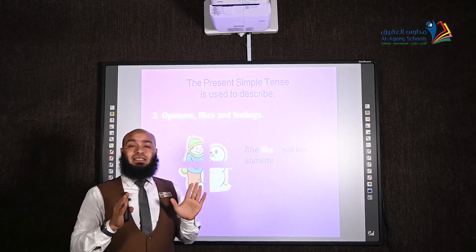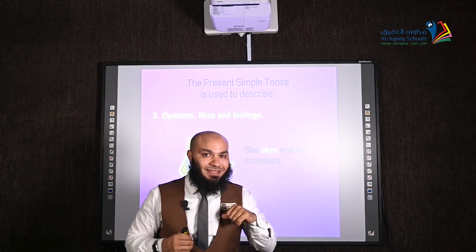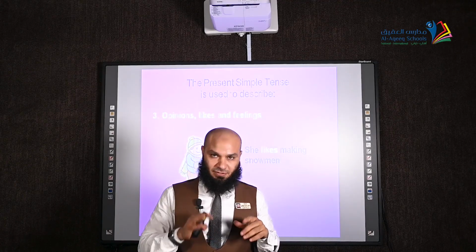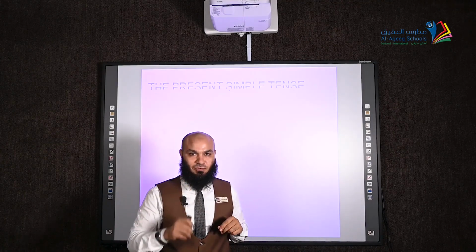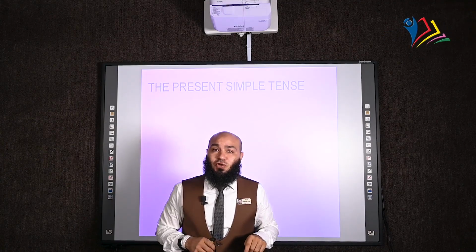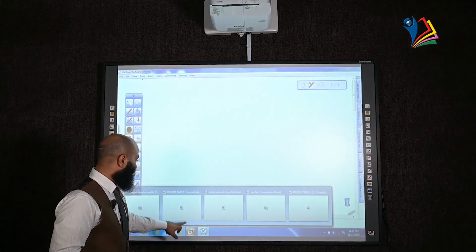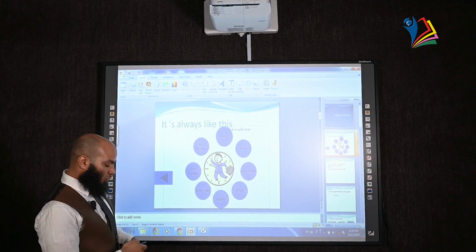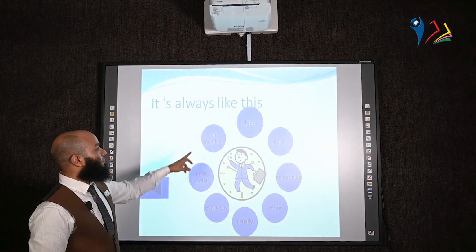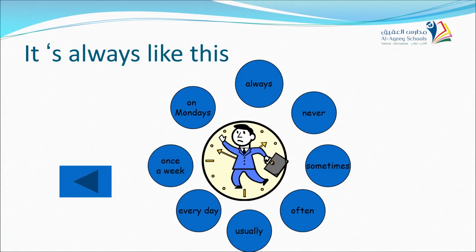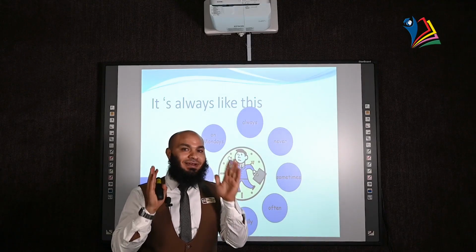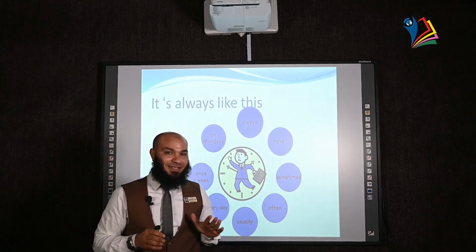Okay. طيب. Mr. Ahmed, number 2, the keywords. You promised us to tell us the keywords of the tense. Yes, of course. Because I love you so much. The keywords of the present simple. Have a look now, guys. We have some keywords such as always, never, sometimes, often, usually, every day, once a week, on Mondays, on Sundays, and so on. Okay? So these words help you to identify or recognize that the tense is a present simple.